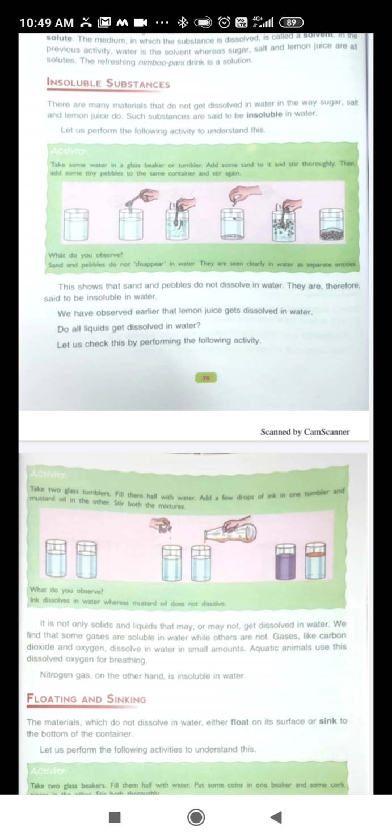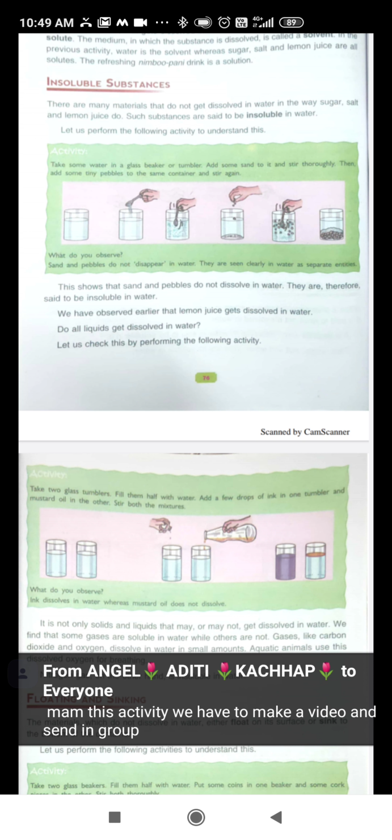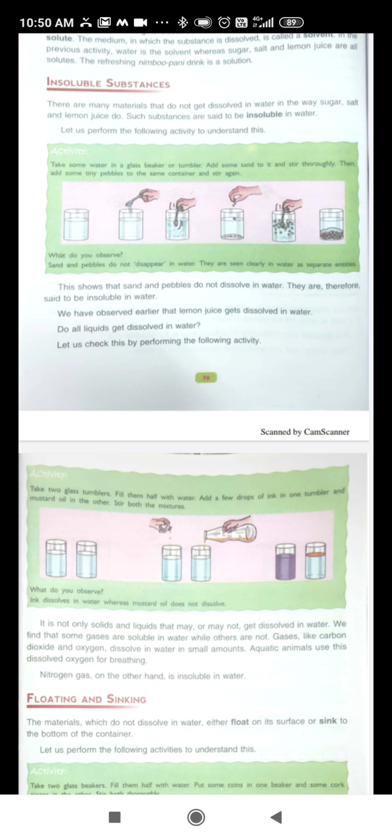Okay, so we have talked about the solid particles which get dissolved in water and which do not get dissolved in water. So now we will talk about the liquids which get dissolved in water and which do not get dissolved in water. Okay, so take 2 glass tumblers, fill them half with water, add a few drops of ink, and yes, you can do this activity at your home.